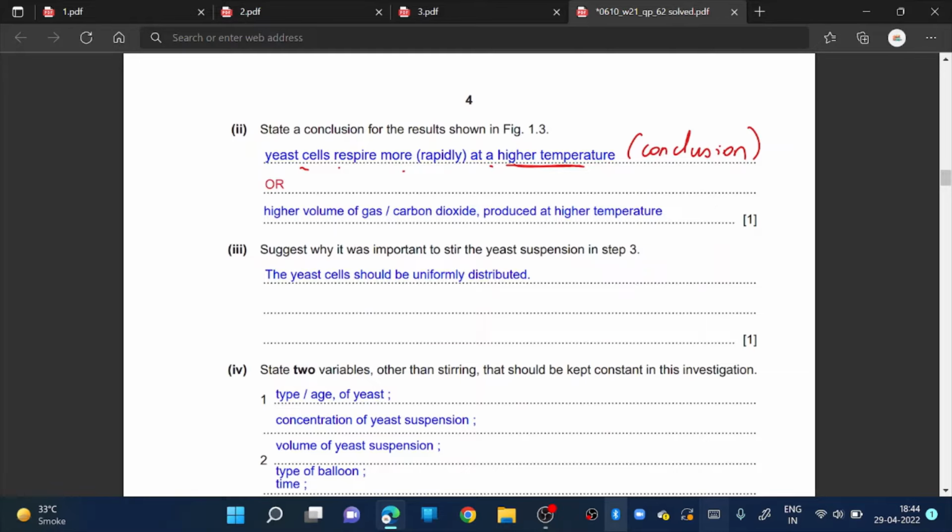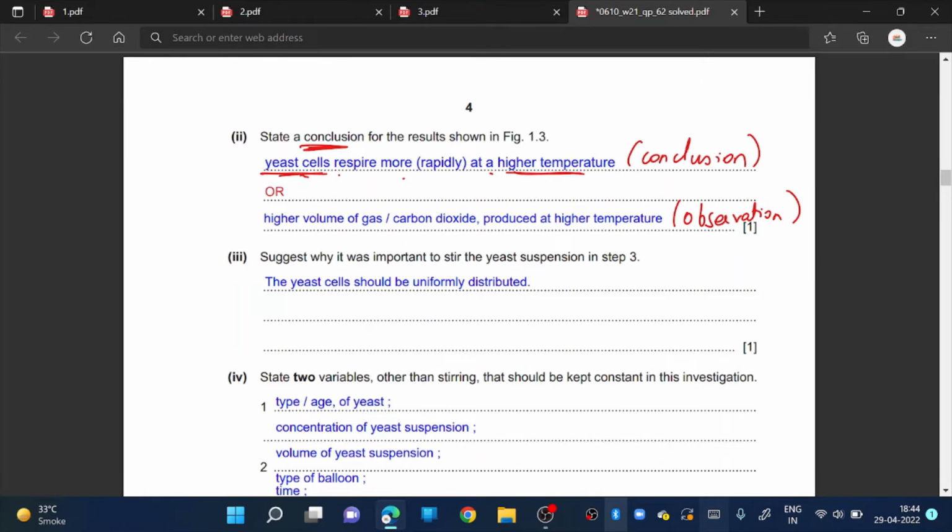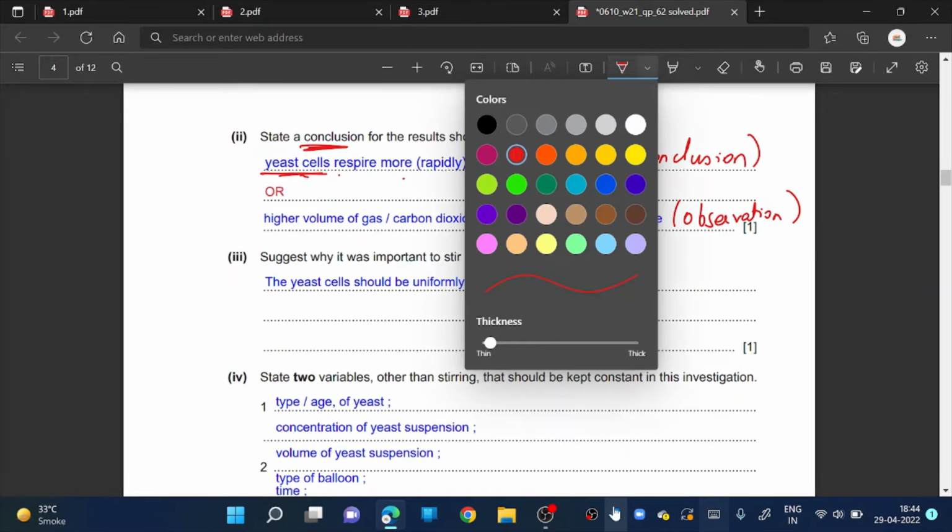Another option is: the higher volume of carbon dioxide gas was produced at higher temperature. But this I would rather call an observation. When the question is asking you for a conclusion, we will write this: yeast cells respire more rapidly at higher temperature. So this is what we are going to write.